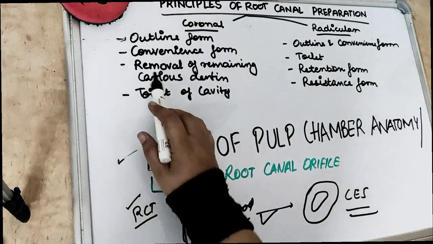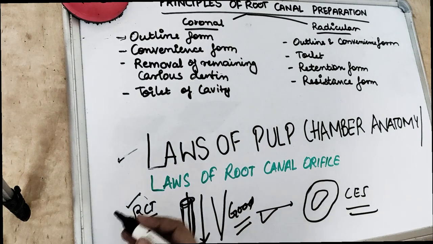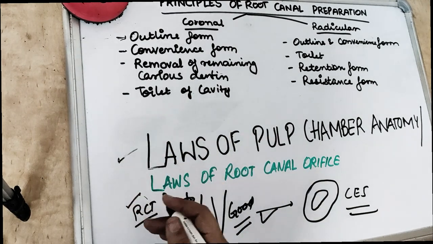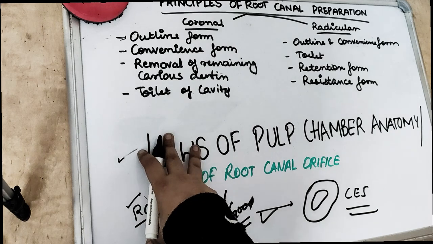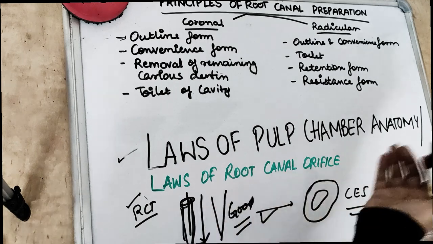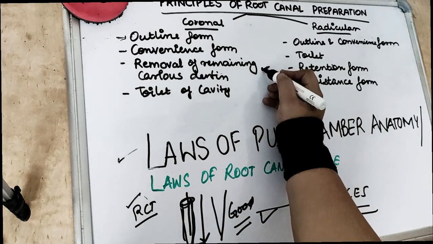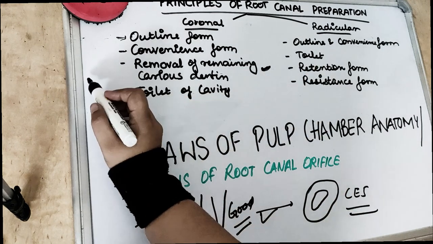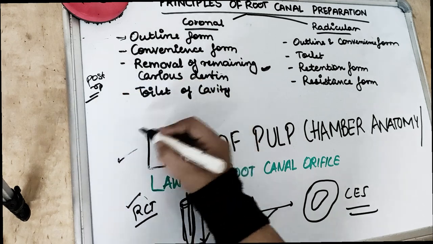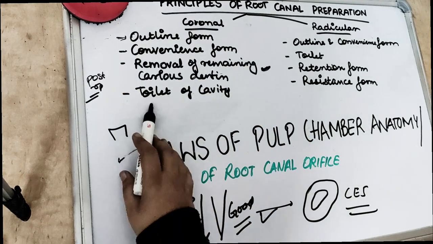So removal of the remaining carious dentine is done in order to eliminate all the bacteria, in order to prevent the discoloration of the tooth, and also in order to prevent the bacteria which is present in the saliva from leaking into the prepared cavity, leaking into the root canal. So we should remove all the carious dentine. This is very important because most of the times the post-operative pain is due to some pulp horns remaining, or any carious dentine remaining inside the tooth.